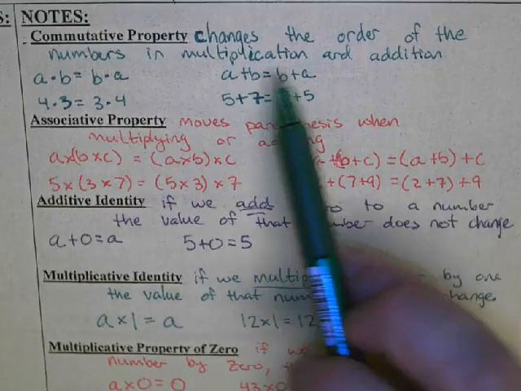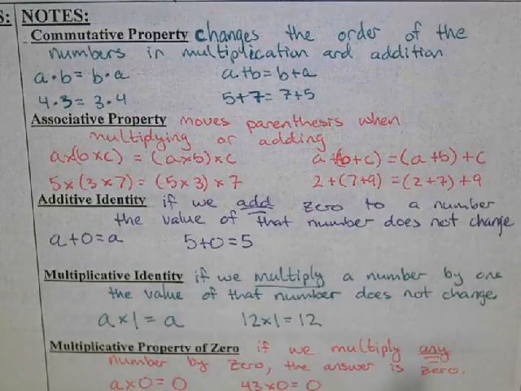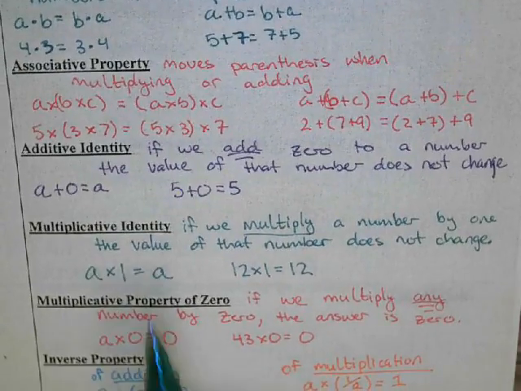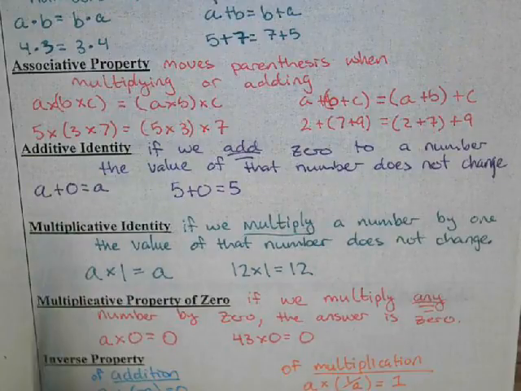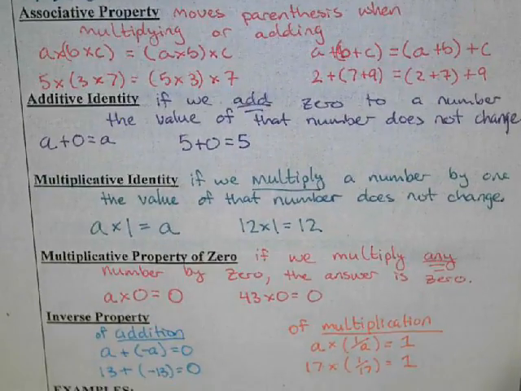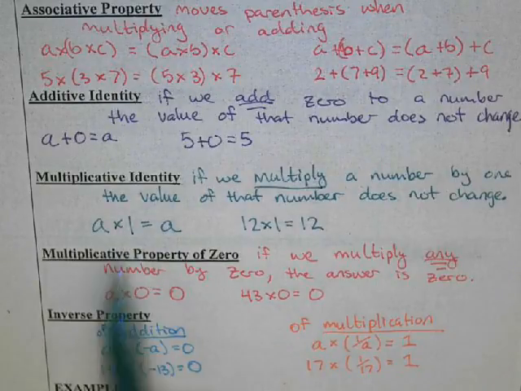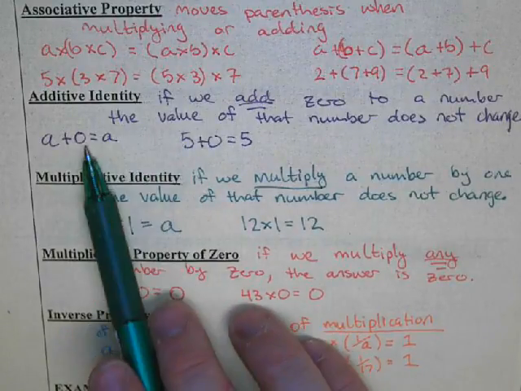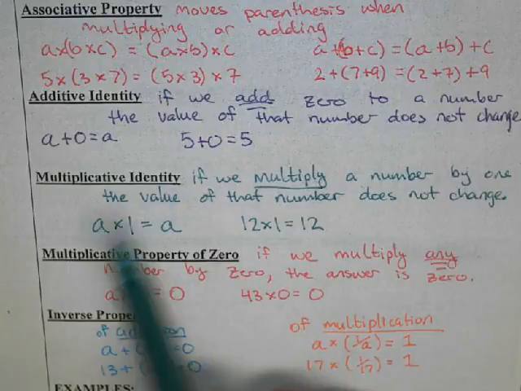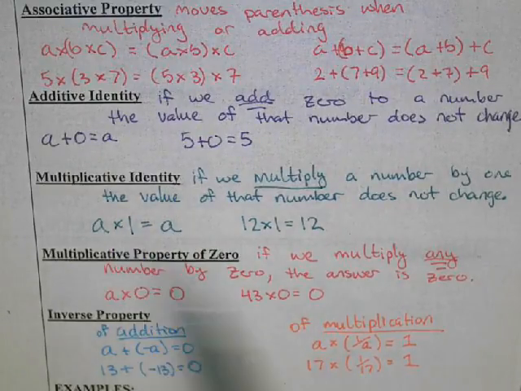It's not the commutative property, that's where we switch the order. Associative property moves parentheses, so it's not that. Additive identity, we add 0, but that's not multiplying by 0, that's adding 0, so it's not that. Multiplicative identity, we are multiplying, but we're multiplying by 1, not 0. So we're looking for something where we're multiplying and there's a 0. So we were close with additive identity, we had the 0, but we weren't multiplying. We're close with multiplicative identity because we're multiplying, but we don't have a 0, shucks.